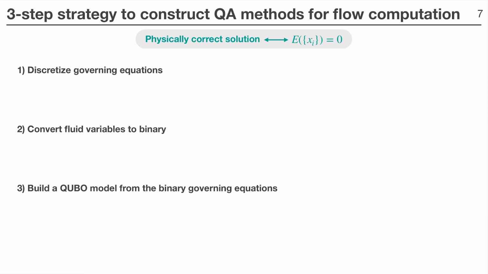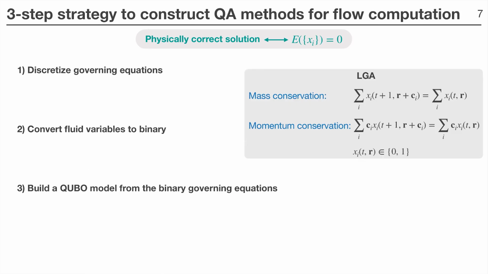So we're coming back to the three-step strategy. The first step is to discretize the governing equation. The second step is to convert fluid variables to binary. The third step is to build a QUBO model. But when we see these LGA equations, these equations are discretized already. And also the particle state is explained by binary. That means we have done the first and second steps. So what we need to do for LGA is only the third step: build a QUBO model using these two equations.